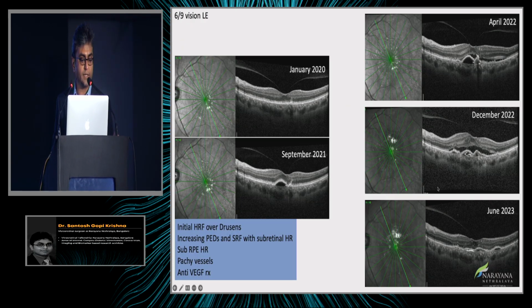Then comes the other eye, wherein we can see a minimal amount of HRF. But in September 2021, there's a new PED that had started with an increase in HRF. And this went on to develop sub-RPE hyperreflectivity, subretinal fluid, and an increase in the fluid content. He received multiple injections. It's a waxing and waning course. So this is the difference between both eyes in the same patient.